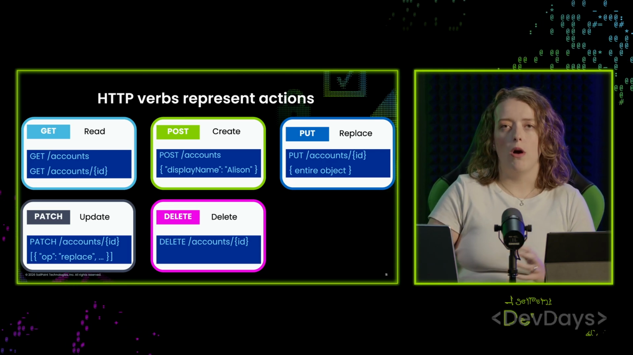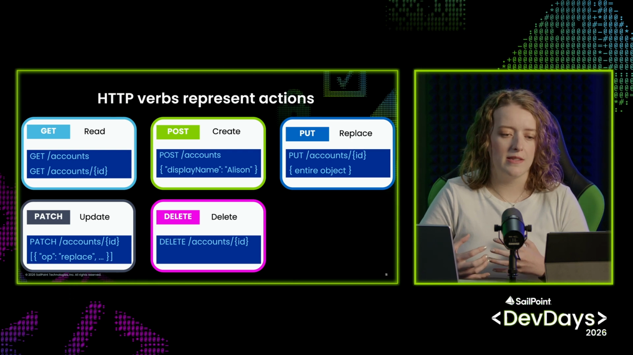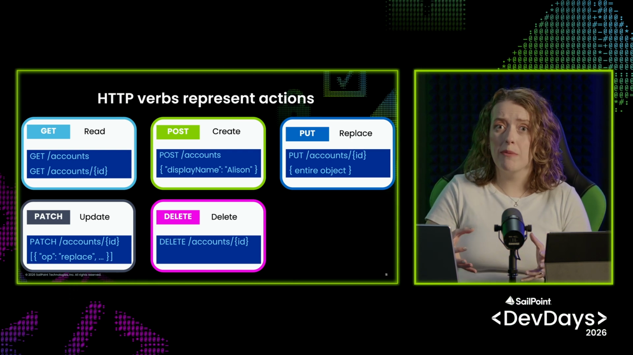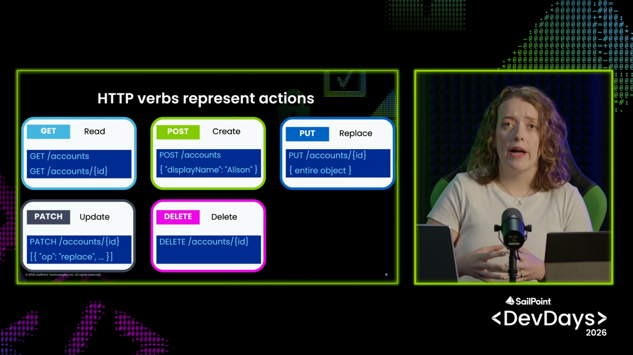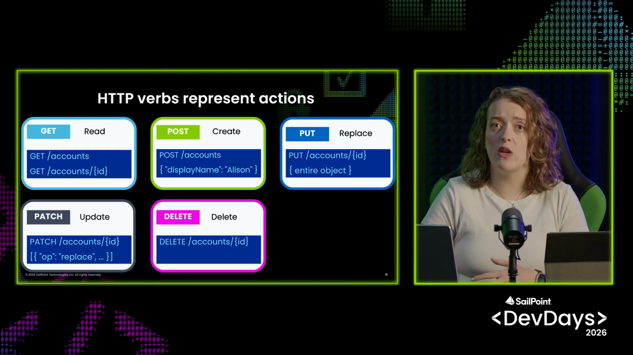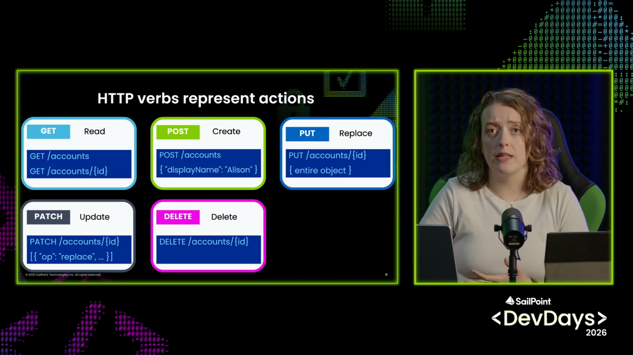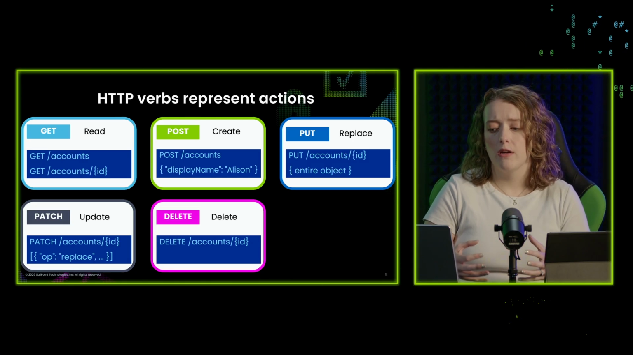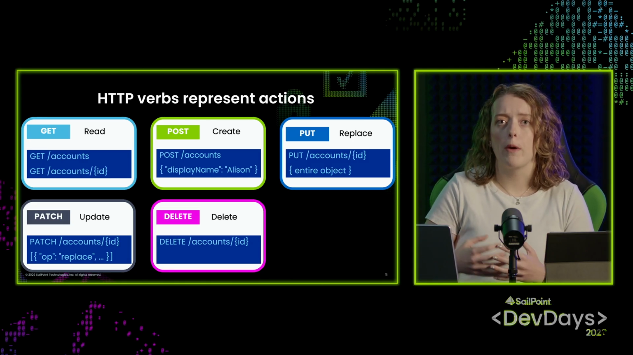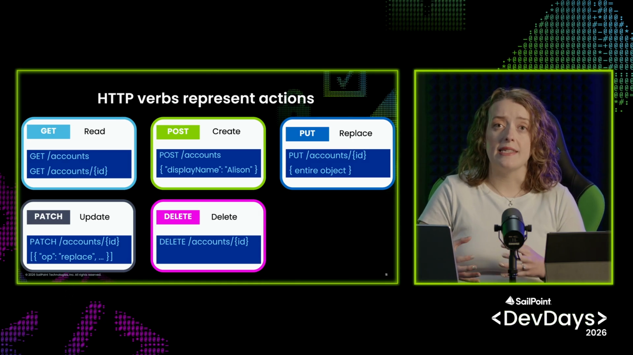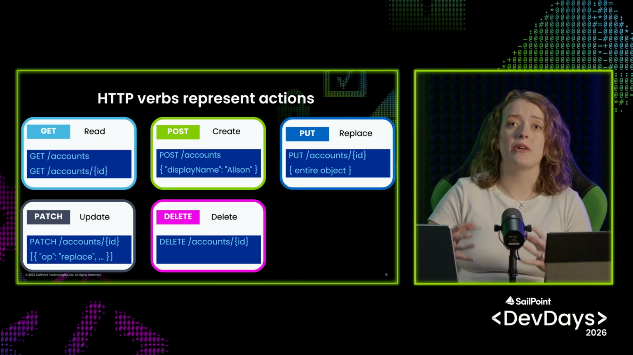Now, a quick note on PUT versus PATCH, since these seem fairly similar, and it can get pretty confusing. PUT requires the entire object. So if you leave a field out, that field is not going to exist anymore. PATCH is a safer option for partial changes. You only touch what you send, not the entire resource.